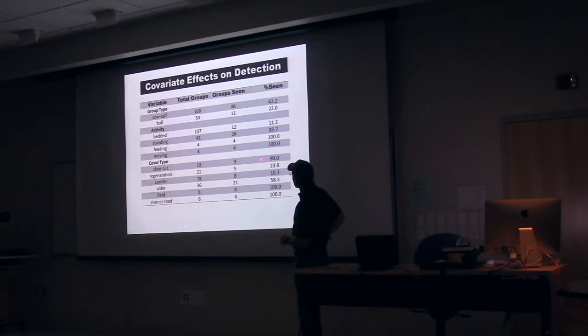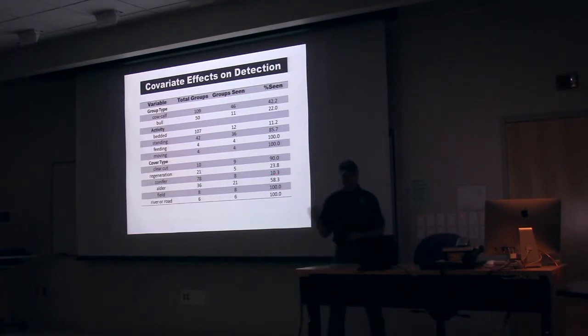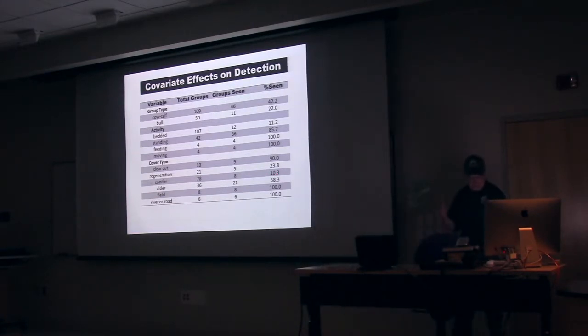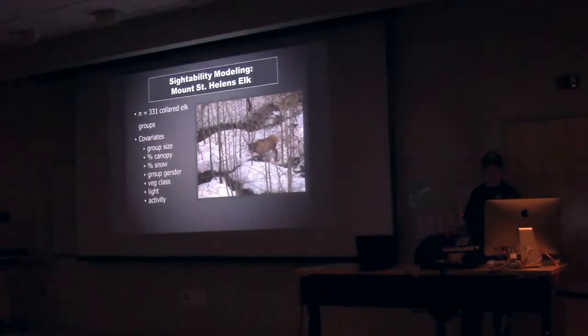Across cover types, the cover types that were more open, like fields and clear cuts, had a pretty high rate of seeing them as opposed to missing them. When you get into the conifer stands, a pretty high proportion are in the missed category. So that's what the actual data look like that you model on the basis of.